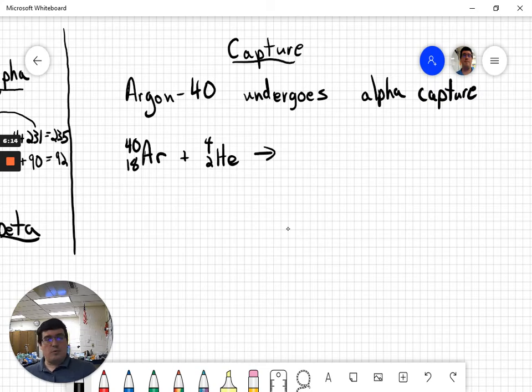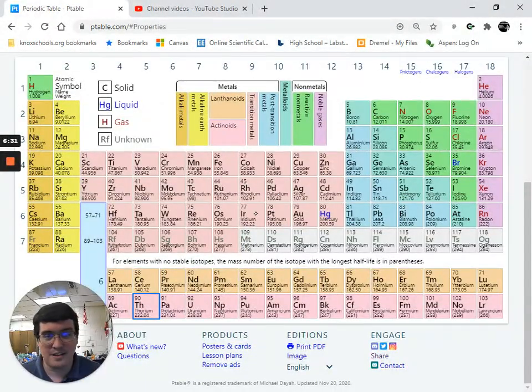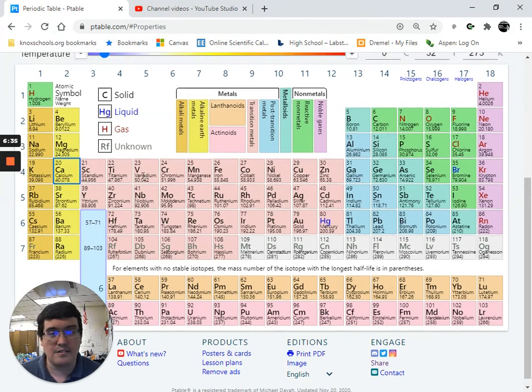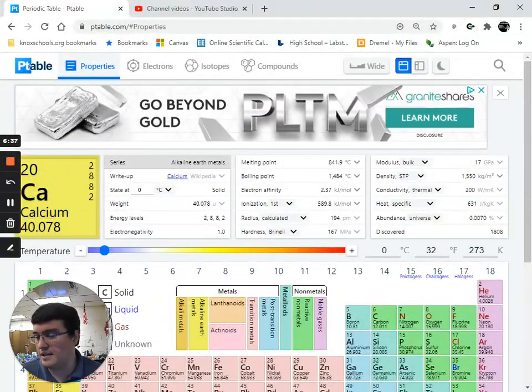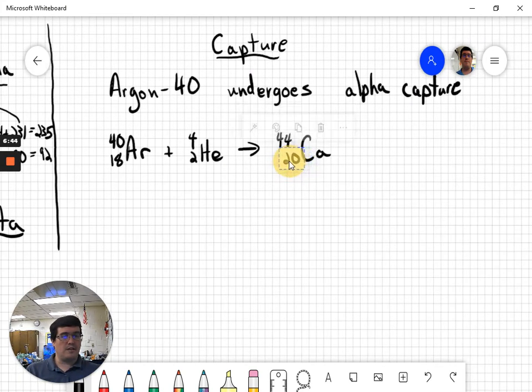So now it's even easier. We see the plus on the left-hand side. All we have to do is add them up. So up top, we're going to have 44. On the bottom, we're going to have 20. What element is element number 20? Well, that is calcium. And I can show you that on the periodic table real quick. Underneath my face there's calcium right there, element number 20. Clicking on that shows calcium, element number 20. And so that's why we put calcium in here, because we go based off of the 20.